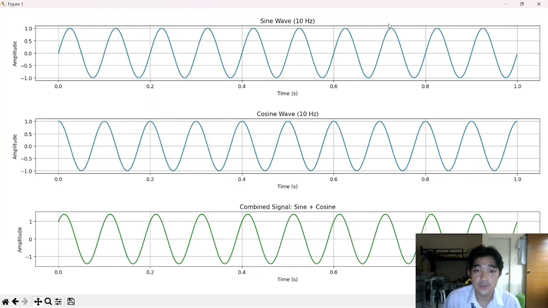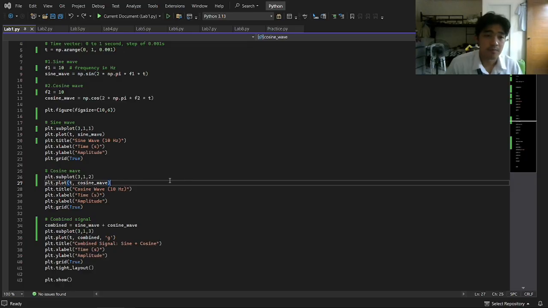Now looking at the output, we can see the sine wave and the cosine wave are almost identical. That's because the cosine wave is just the sine wave shifted 90 degrees. And as we can see in the waveforms in the output, the cosine wave is just the sine wave, but it has been shifted horizontally.